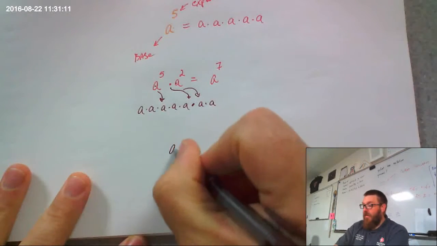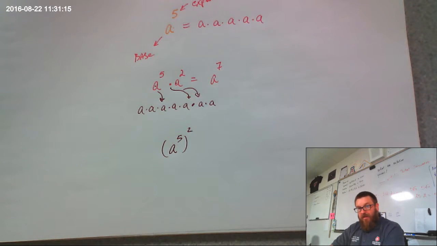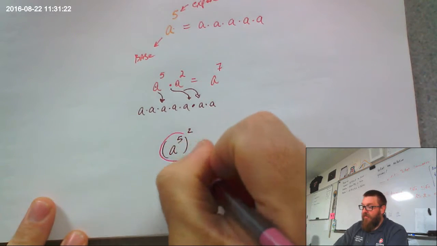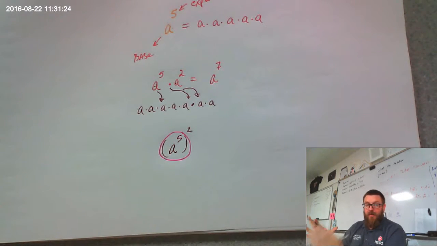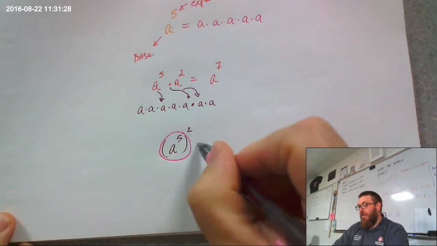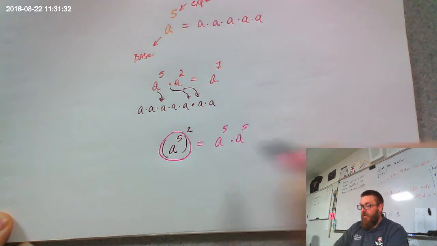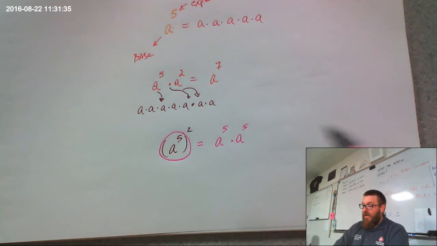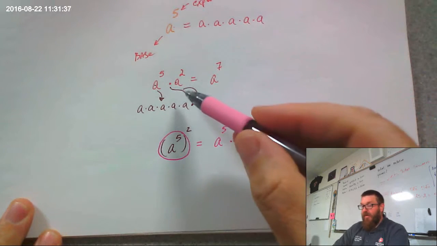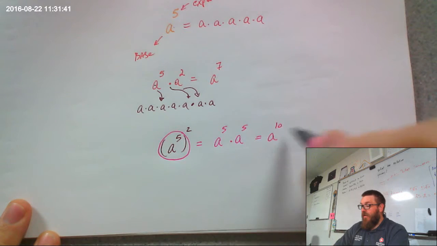Now let's talk about this. If you read this, one way you could read it is actually that the base is not just a. The base in this case is actually a to the 5th. That's grouped together. Parentheses make a group. And the exponent would be 2. This 2 means that the base is multiplied by itself. So there's 2 of them multiplying by themselves, and if we were to write it all out just like we did in the previous example, you would see that that is 5 plus 5 is 10.